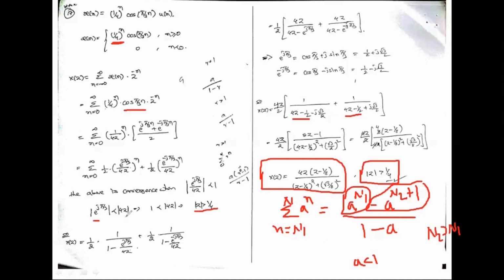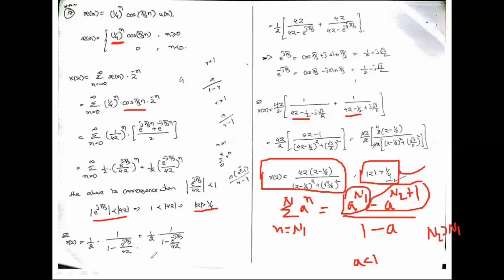The two functions we have: e power j pi by 3, according to the plus and the minus, is a magnitude we have. E power j pi by 3 over 4z is less than 1 because a is less than 1. And we already know that it is 1 by 4z. Z is greater than 1 by 4 because of e power n mu of n. Got it? So 1 is less than the 4z, or z is greater than 1 by 4. Check in these two functions, the ROC is z greater than 1 by 4.